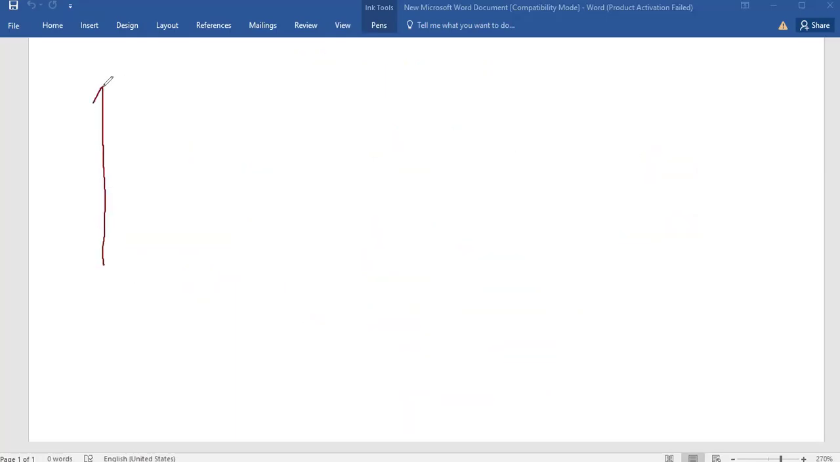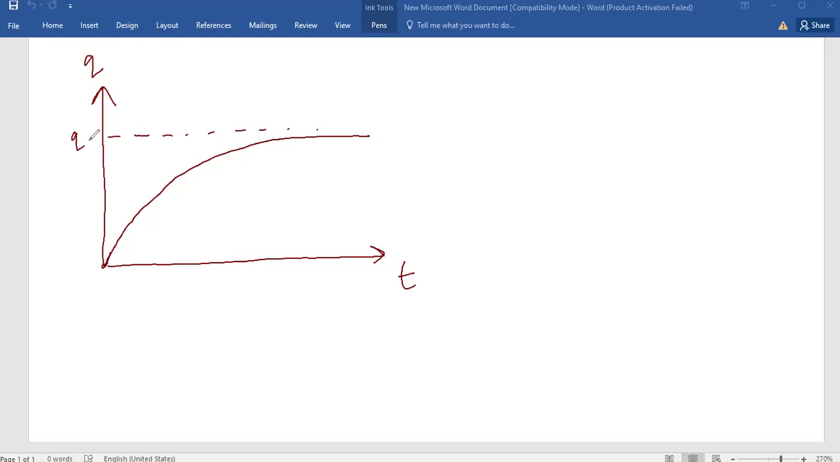So if we look into the graph of different physical quantities during charging of a capacitor, we have seen that if we plot charge along the y-axis and time along the x-axis, it will grow like this. It will start from 0, go up and tend to Q0 at t equal to infinity, which is the maximum charge possible.